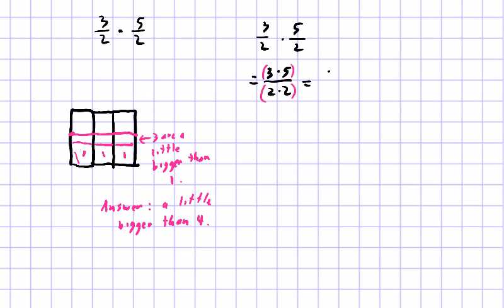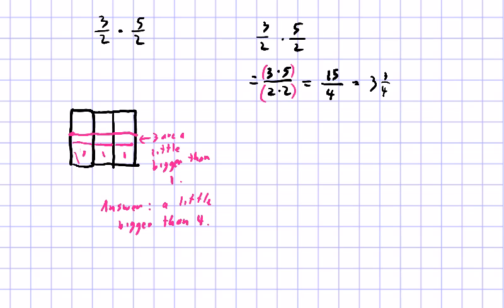And so when we write this out, we have 15 in the numerator, and the 2 times 2 in the denominator gives me 4. Now, to see if our picture is right, let's convert this into a mixed number. 4 goes into 15 evenly 3 times, and there are 3/4 left over.